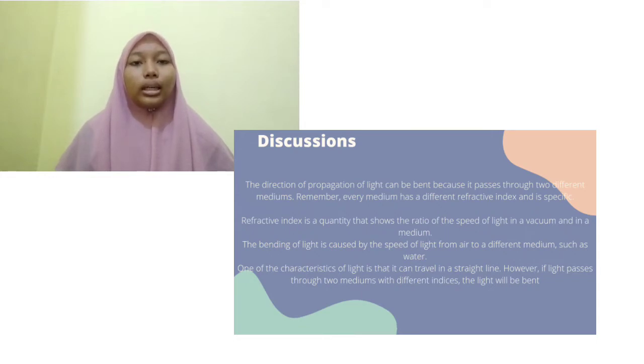Refractive index is a quantity that shows the ratio of the speed of light in a vacuum to that in a medium. The bending of light is caused by the change in the speed of light from air to a different medium, such as water. One characteristic of light is that it can travel in a straight line. However, if light passes through two media with different indices, the light will be bent.